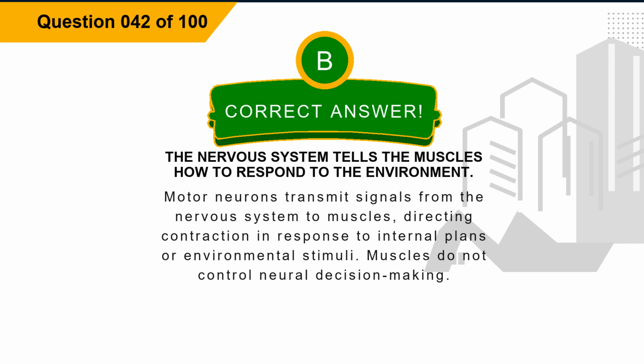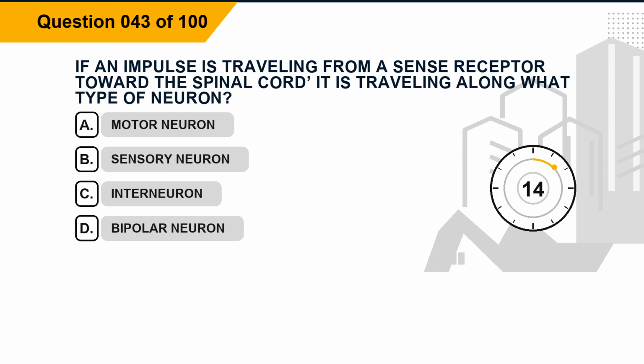Explanation. Motor neurons transmit signals from the nervous system to muscles, directing contraction in response to internal plans or environmental stimuli. Muscles do not control neural decision-making. Question 43. If an impulse is traveling from a sense receptor toward the spinal cord, it is traveling along what type of neuron? Option A. Motor neuron. Option B. Sensory neuron. Option C. Interneuron. Option D. Bipolar neuron. The correct answer is option B.